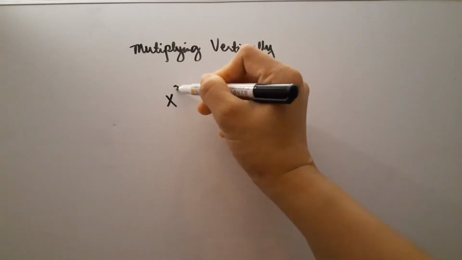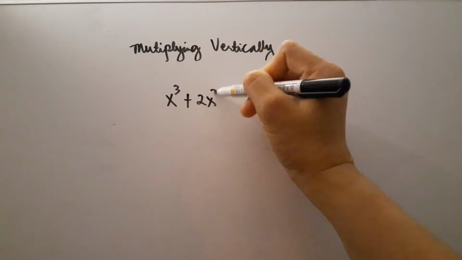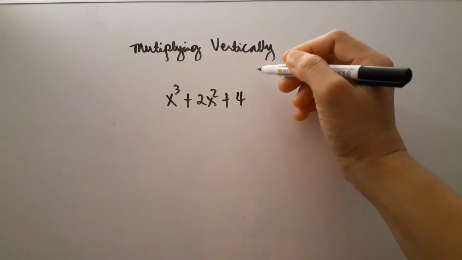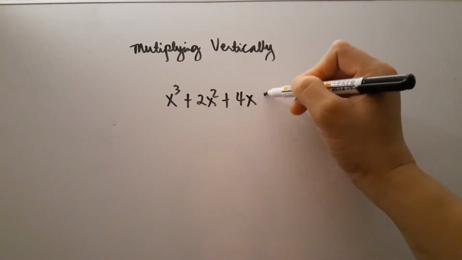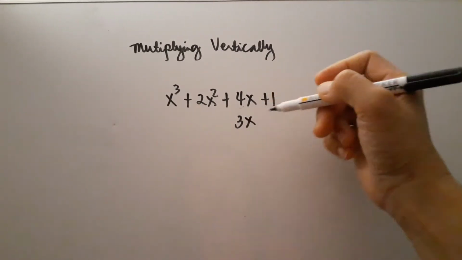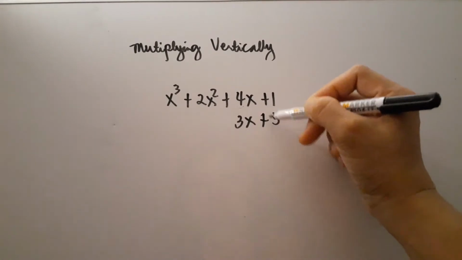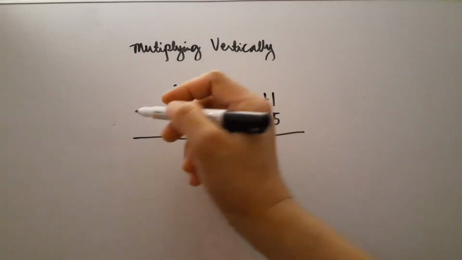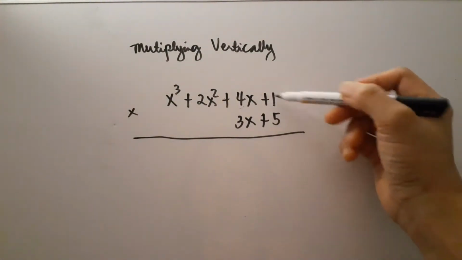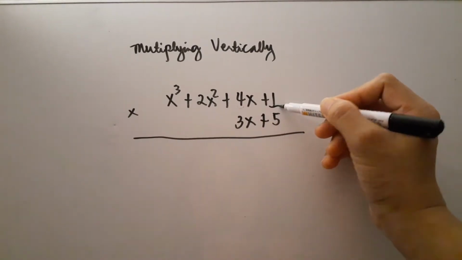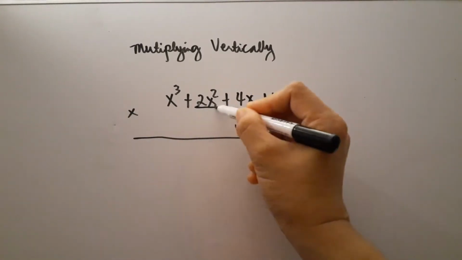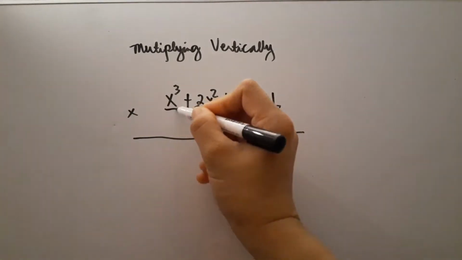Let's do an example multiplying vertically. It is not necessary to line up terms in columns, because any terms may be multiplied, not just like terms. We begin by multiplying each of the terms in the top row by 5. So 5 times 1, next is 5 times 4x, next is 5 times 2x squared and 5 times x cubed.